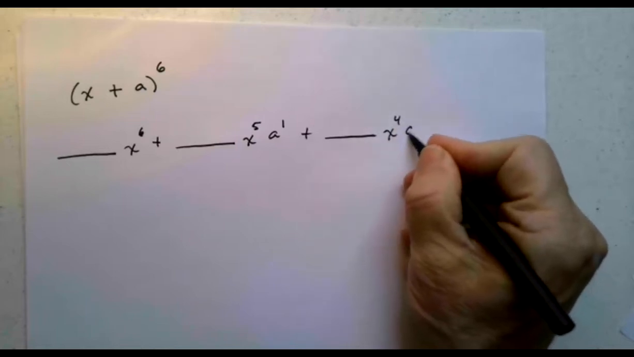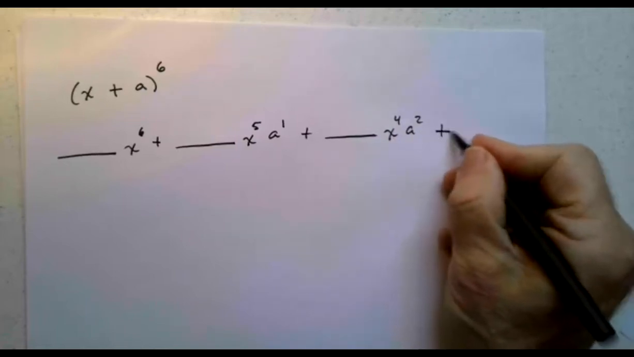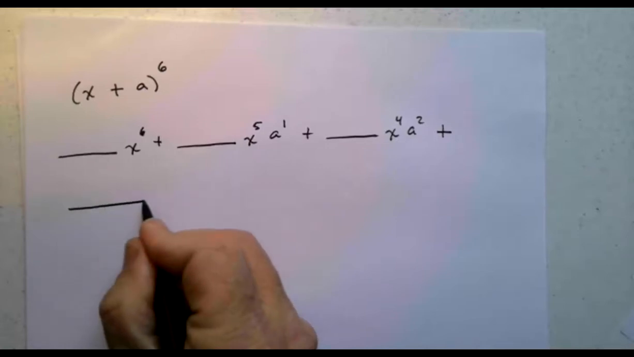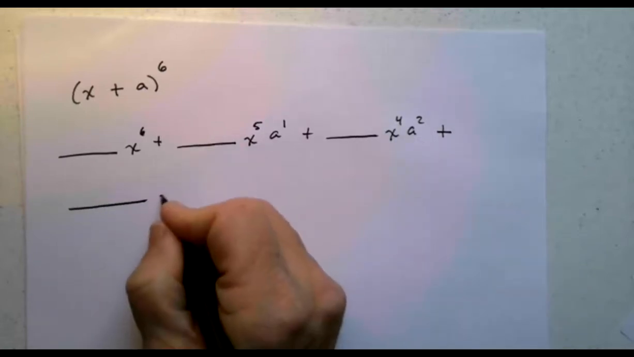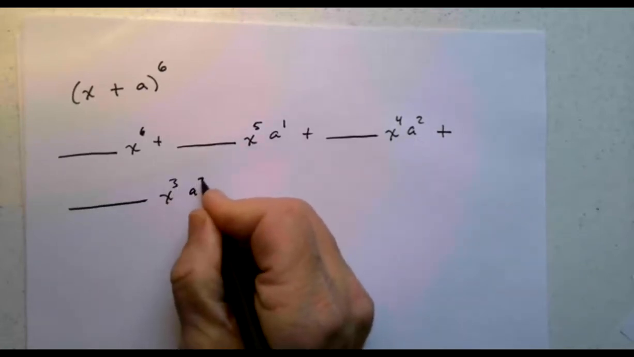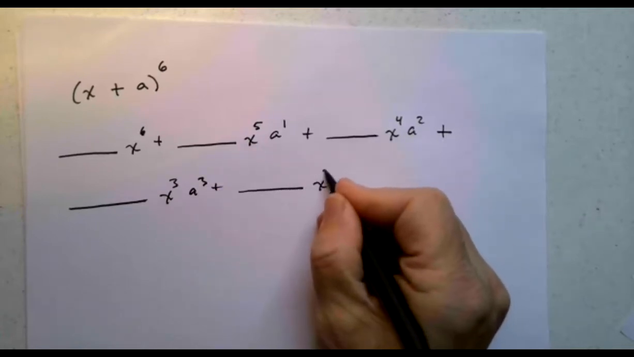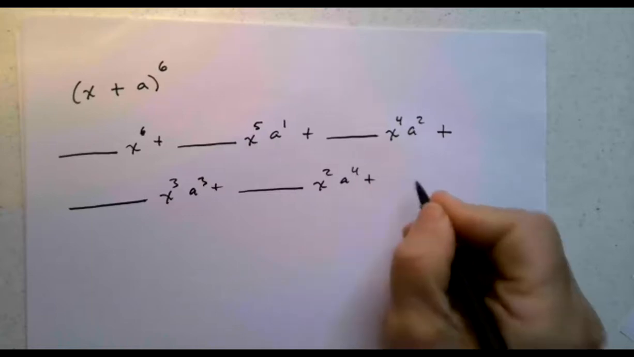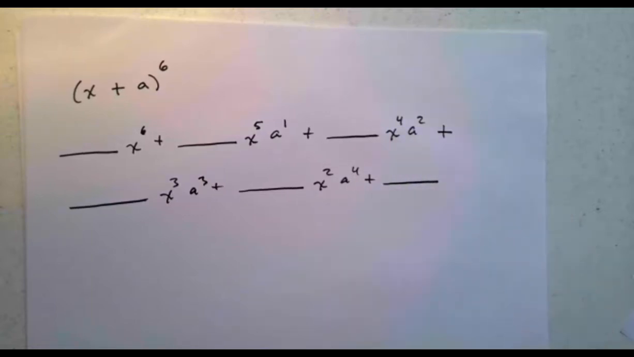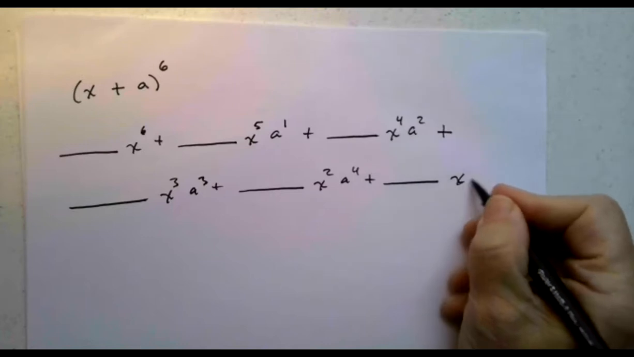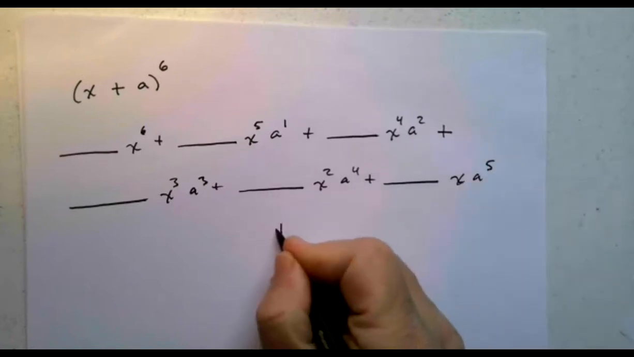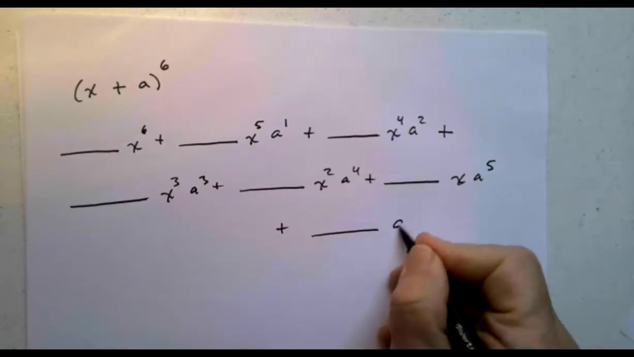x to the 4th, a to the 2nd, plus decreasing powers of x, x to the 3rd, a to the 3rd, plus x squared, a to the 4th, plus x, a to the 5th, plus a to the 6th.